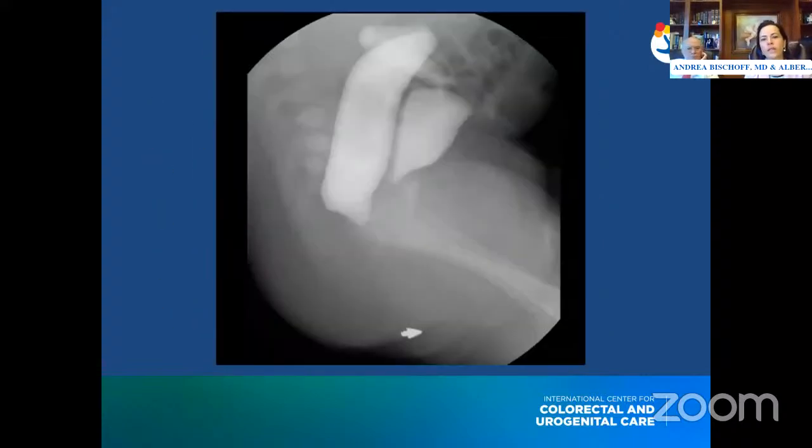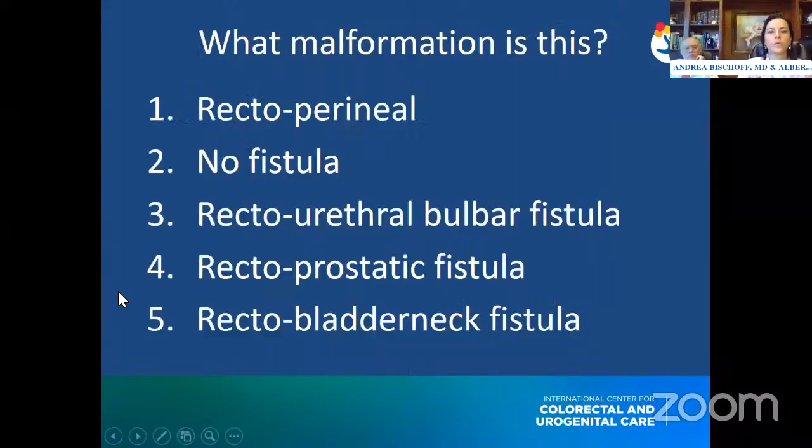So now let's look at another image. And again, you can see that here's the end of the sacrum, here's the bladder, here's the urethra, here's the anal marker. So what malformation is this? Everybody can vote. Is this a rectoperineal fistula? Is this a rectobulbar fistula, a prostatic fistula, or a bladder neck fistula? Everybody can vote. And let's see the answer.